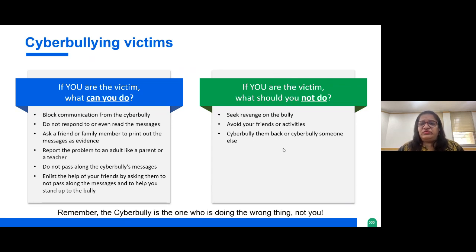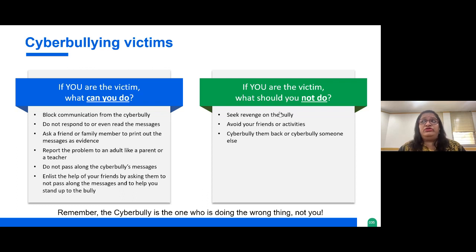Most importantly, in such a situation, the best thing is that the victim reaches out to family members, friends, teachers, any adult, if it's a student or a child of a younger age, and prints out the messages as evidence, which can then be utilized to report it to the cyber cell divisions. Do not further pass on the cyberbully's messages because this only further aggravates the situation for the victim. Most importantly, enlist the help of your friends by asking them not to forward it because it only boosts the ego of the bully. And if you do this, you're standing up against the bully.